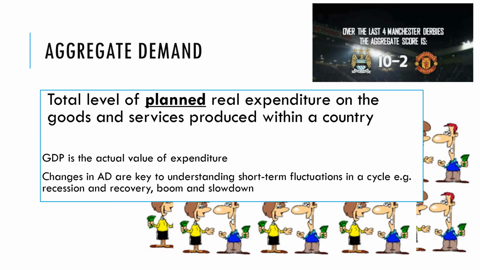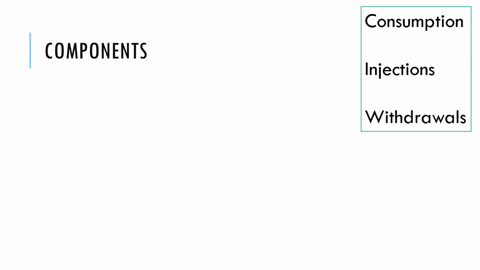Changes in aggregate demand are important so that we can understand the fluctuations in the business cycle, so recession and recovery, booms and slowdowns. So let's now look at the components. What makes up the level of spending in an economy? We're going to draw on these ideas that we had previously about the consumption of goods and services, injections and withdrawals, and look at the components of aggregate demand in a bit more detail.